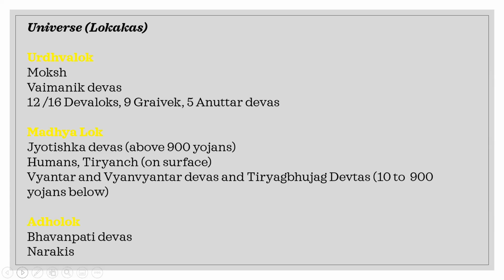Then in the last class we were looking at the structure of the Madhyalok, and we saw that Madhyalok is the place where we live, where the Manushya and Tiryanch all live. And below the Swayambhutal Bhumi, we saw there are Vyantar Devas, Vanavyantar Devas and Tiryag Jrumbhak Devtas. They stay up till the 900 Yojan Bhumi. And above the Swayambhutal Bhumi, there are the Jyotish Devtas that also extend up till 900 Yojan Bhumi.